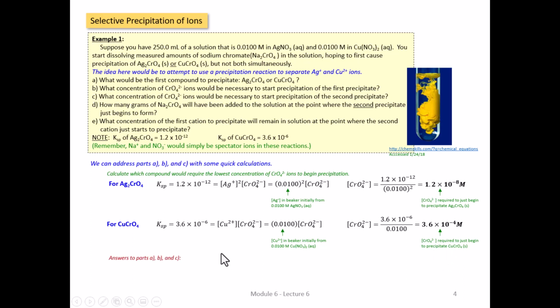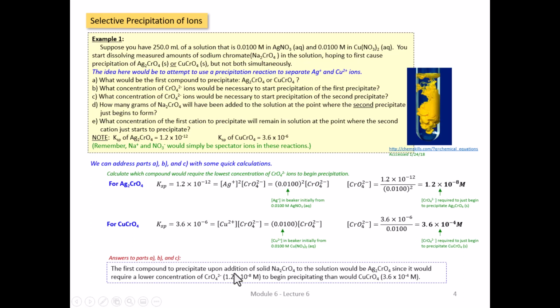So we have the answers now to parts A, B, and C. The first compound to precipitate upon addition of solid sodium chromate, which is how we're adding the chromate, would be silver chromate, since it would require a lower concentration of chromate, 1.2 times 10 to the minus 8 molar, to begin precipitating than would copper chromate.